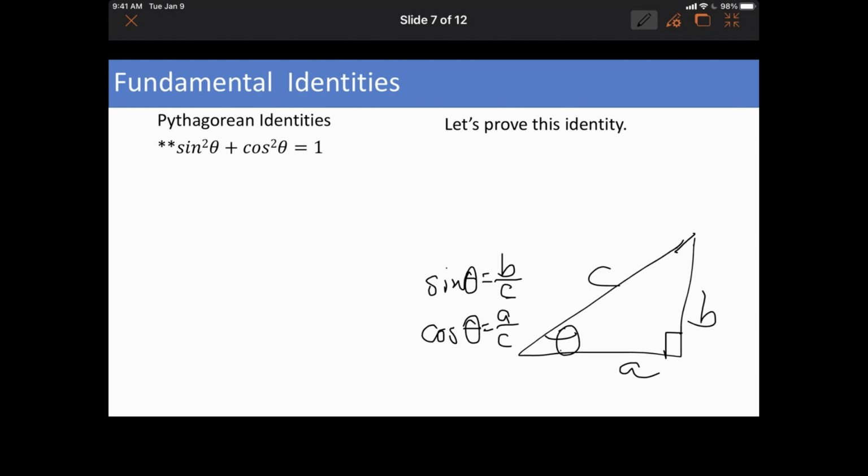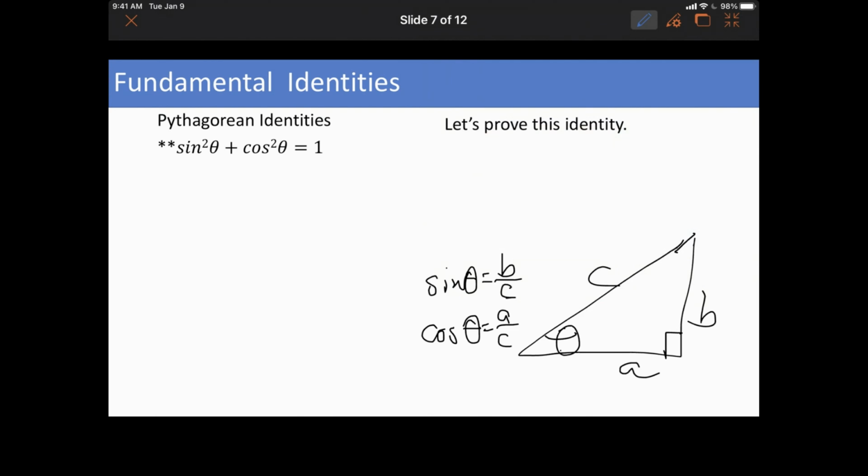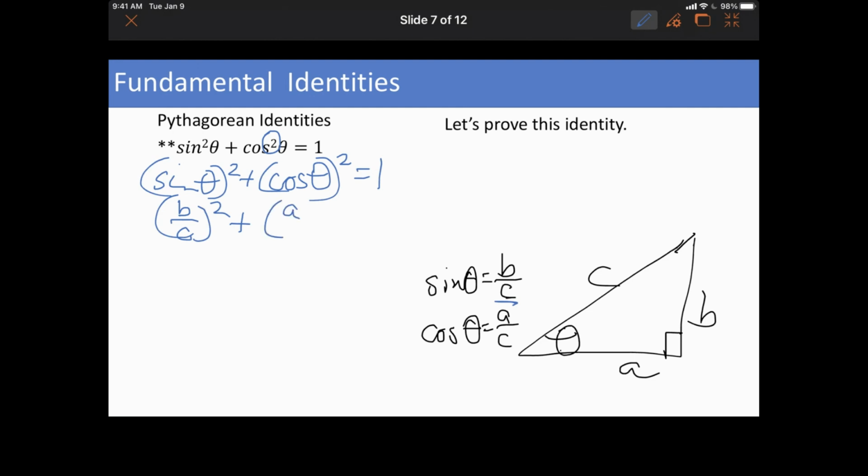So using substitution, this is actually the same as this. We just write it like this so not to be confused. So we write the squared here, and it's a little easier since you don't need the parentheses. But they are equivalent. So using substitution, I'm going to put b over c squared, and the cosine is a over c squared equals 1.